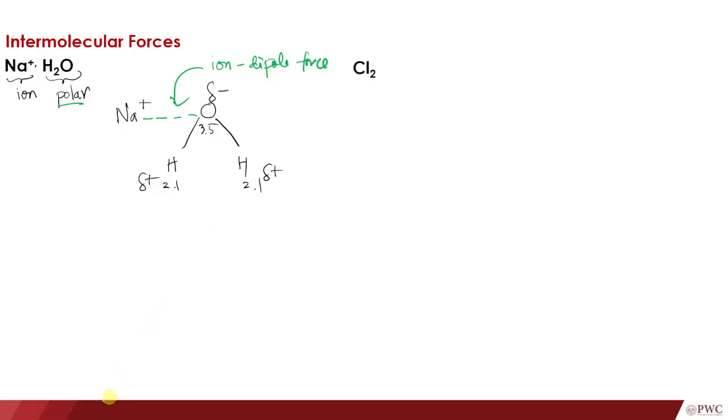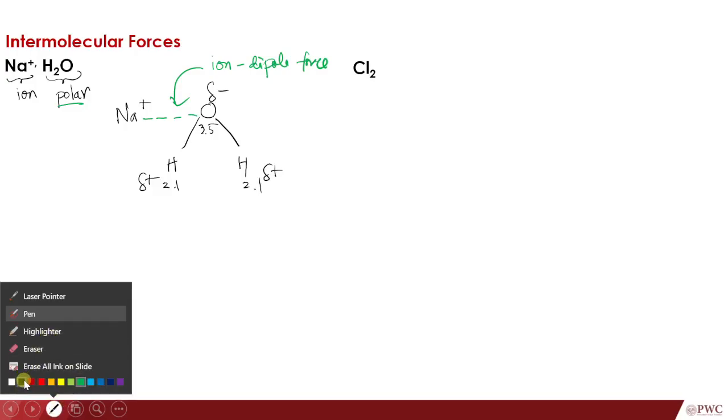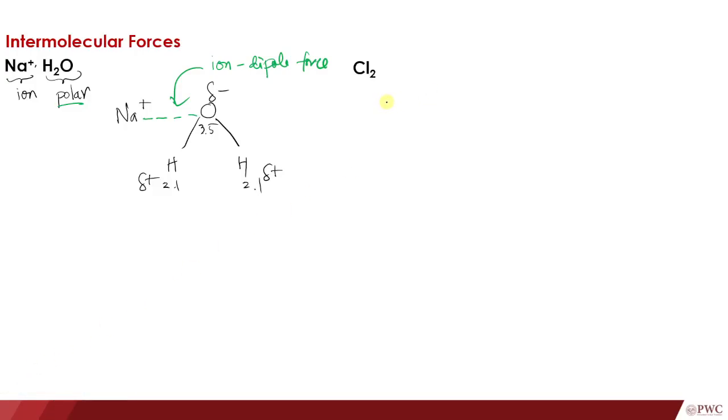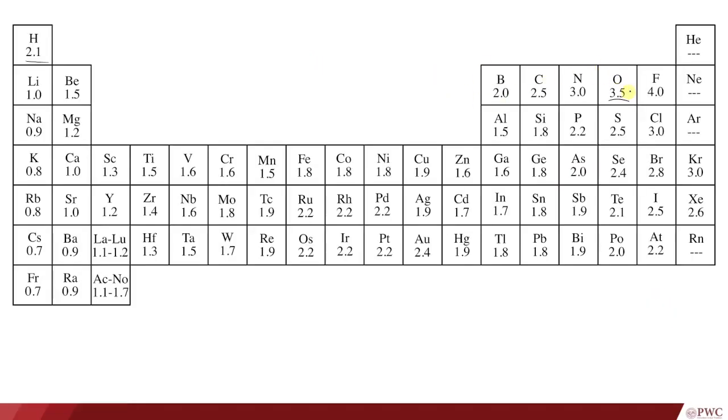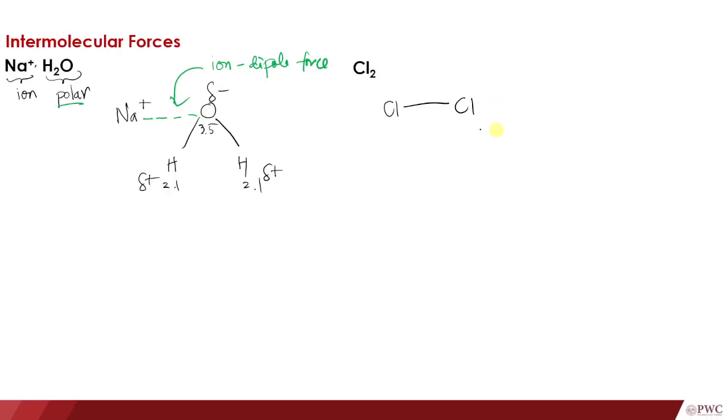Let's proceed to Cl2. Let's consider the molecules of Cl2. This one is obviously nonpolar because it's the same atoms bonded to each other. Obviously, they will have the same electronegativity. The electronegativity for Cl is 3.0, so this is 3.0 and this is also 3.0. Again, nonpolar, so there is no formation of partial charges, right?